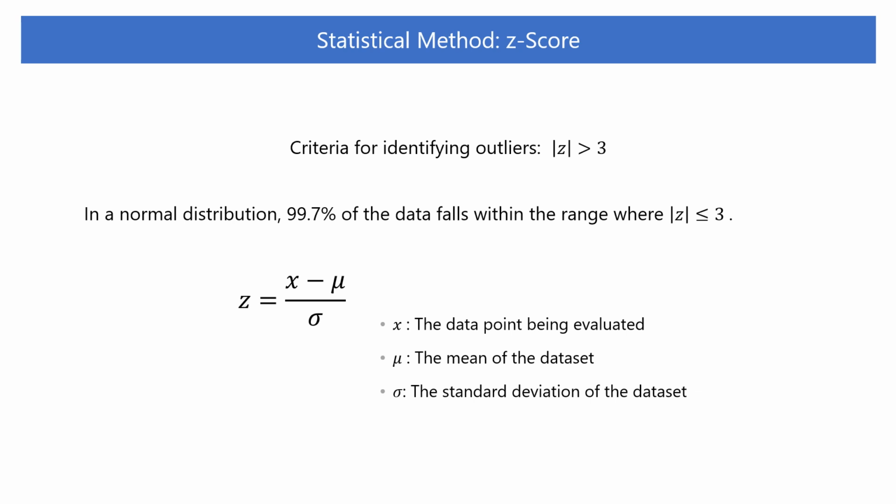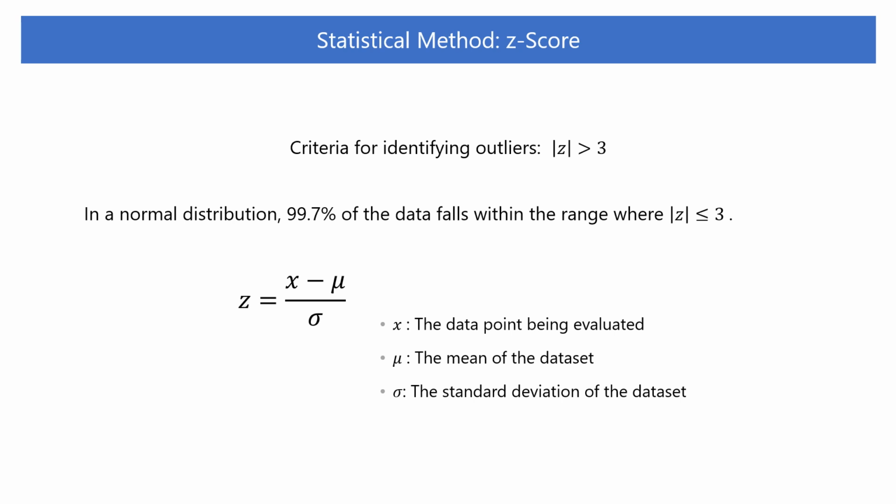The z-score measures how far a data point is from the mean of its distribution, expressed in standard deviations. Using the z-score is particularly effective when the data approximately follows a normal distribution. The z-score is calculated using this formula. The z-score standardizes the value of each data point by representing how many standard deviations it deviates from the mean. Typically, the criterion for identifying outliers is that an absolute z-score is greater than 3.